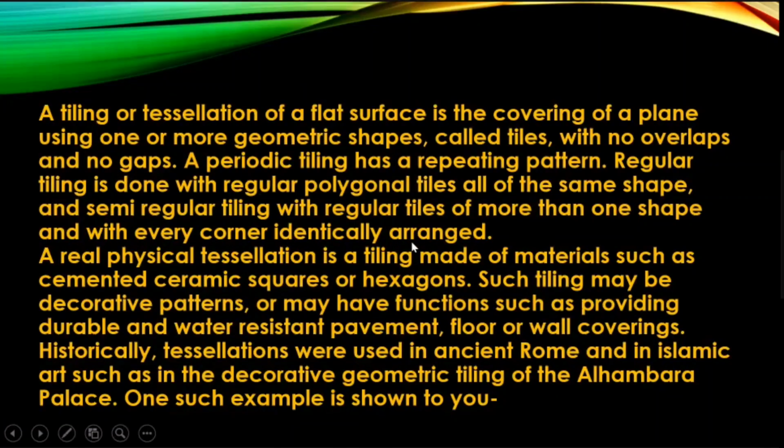So you must have seen the tessellations in the floors also, in the wall tiles also. So various places you can see the tessellations. A real physical tessellation is a tiling made of materials such as cemented ceramic squares or hexagons. Such tiling may be decorative patterns or may have functions such as providing durable and water-resistant pavement, floor, or wall coverings. Historically, tessellations were used in ancient Rome and in Islamic art, such as in decorative geometrical tiling of the Alhambra Palace. One such example is shown to you.